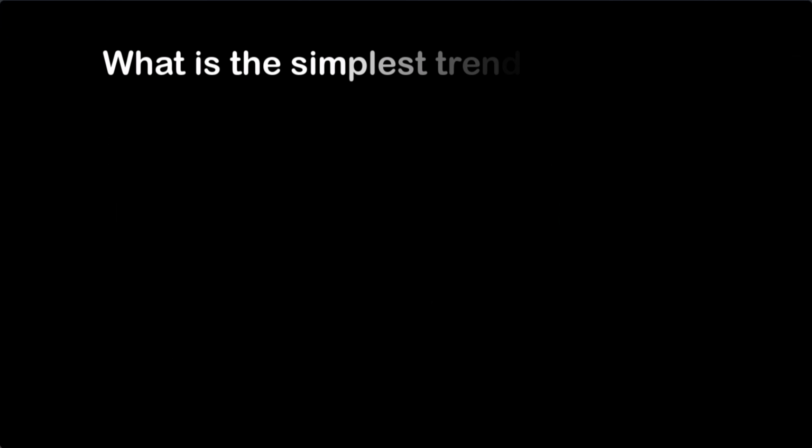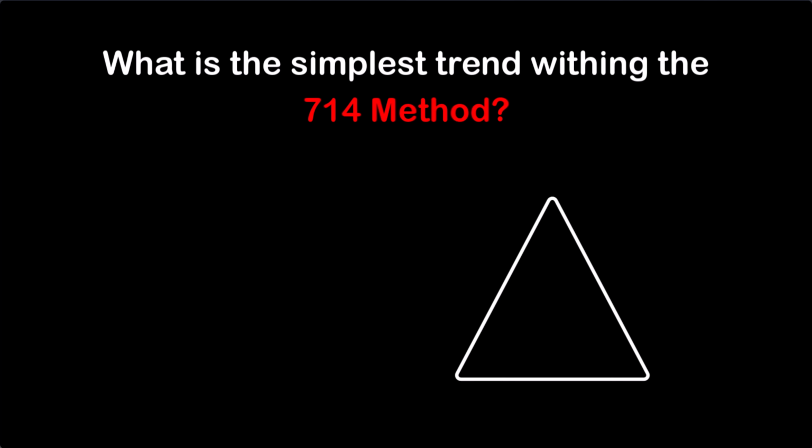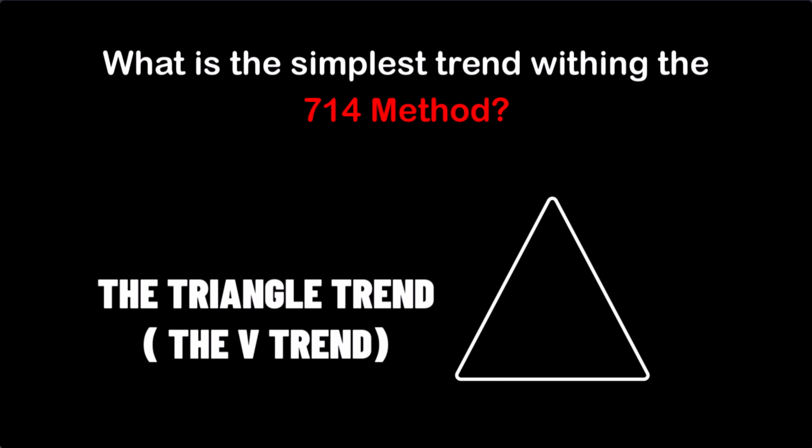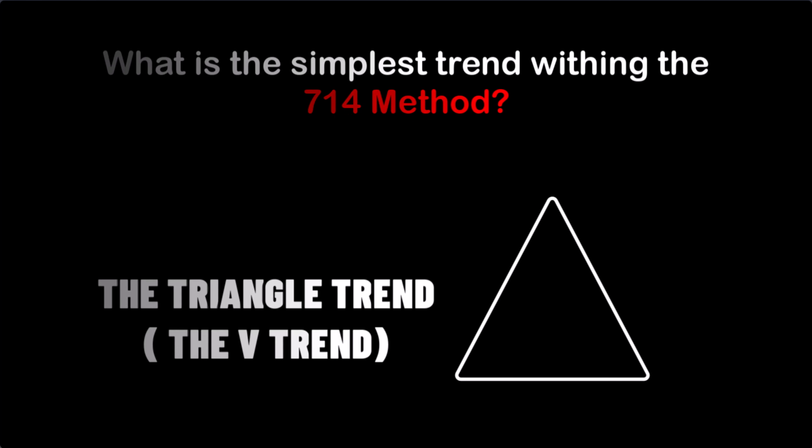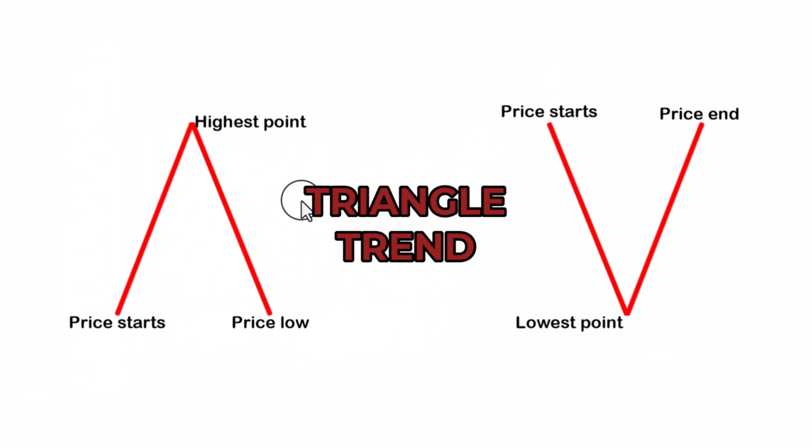What is the simplest trend within the 714 method? The triangular trend, or the V trend, right? So how does the V trend work? Let me show you this. This is how the triangle trend looks, and why it is the easiest trend that you can get within the 714 method. Obviously within the 714 method, or always, we mark our first level and our second level, right? This is the 714 method itself.